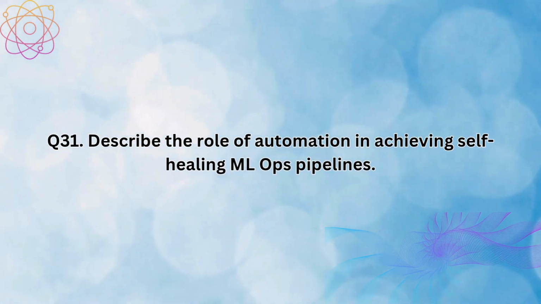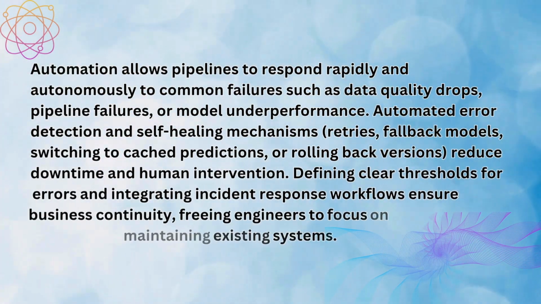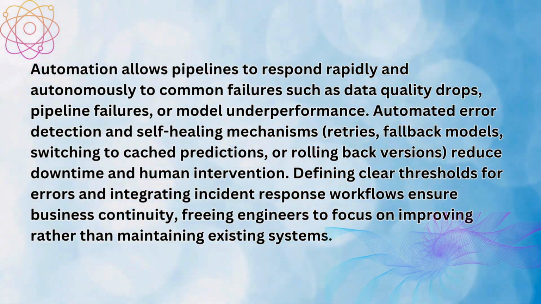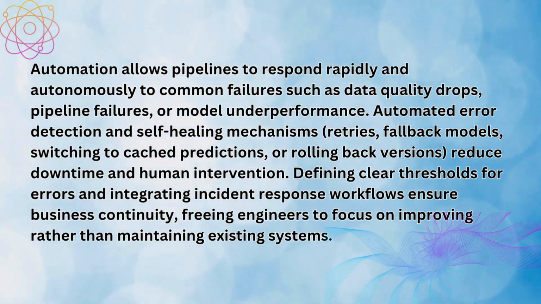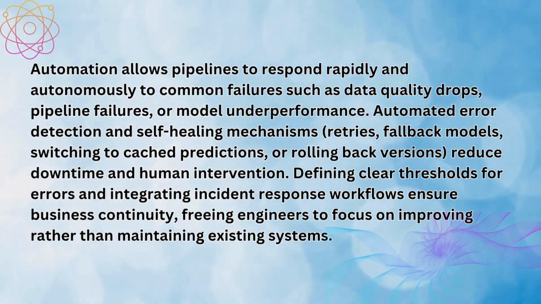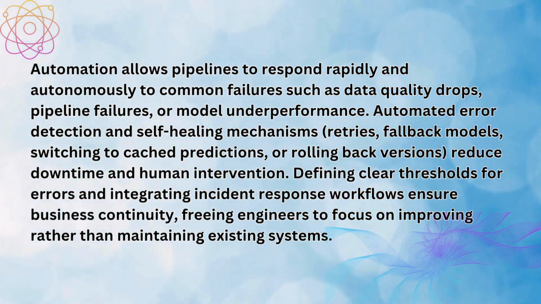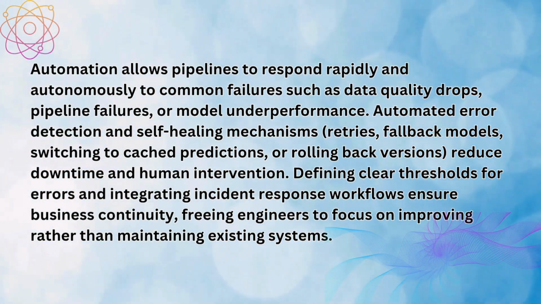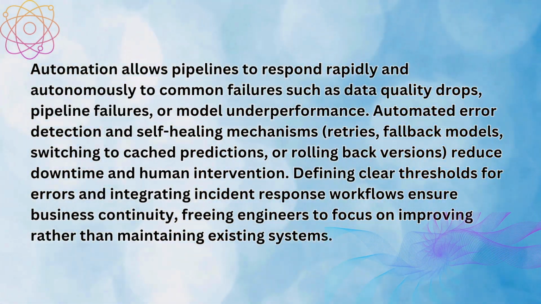Describe the role of automation in achieving self-healing MLOps pipelines. Automation allows pipelines to respond rapidly and autonomously to common failures, such as data quality drops, pipeline failures, or model underperformance. Automated error detection and self-healing mechanisms, like retries, fallback models, switching to cached predictions, or rolling back versions, reduce downtime and human intervention. Defining clear thresholds for errors and integrating incident response workflows ensure business continuity, freeing engineers to focus on improving rather than maintaining existing systems.